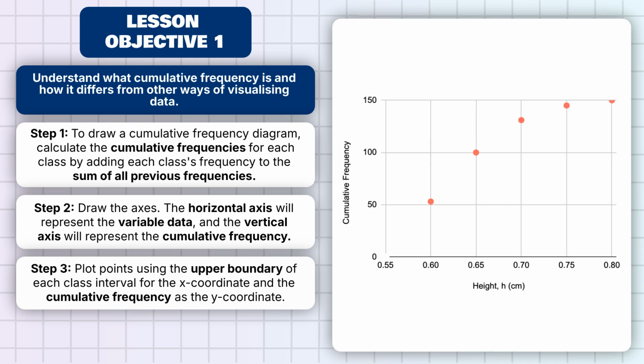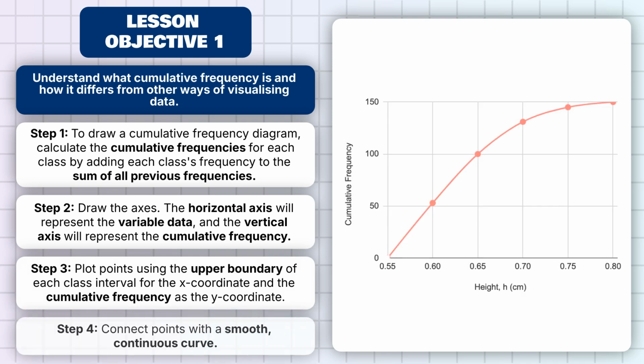For step 3, plot points. Use the upper boundary of each class interval for the x-coordinate and the cumulative frequency as the y-coordinate. Finally, for step 4, once all the points are plotted, connect them with a smooth, continuous curve. When dealing with continuous data, it's important to use the upper boundary of each class interval as the x-coordinate. For example, if the height ranges are 0.6 to 0.65 centimeters, the point would be plotted at 0.65 centimeters.